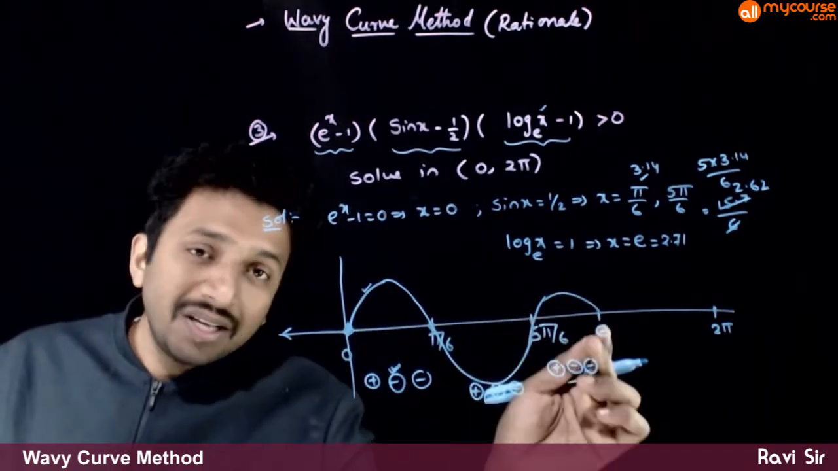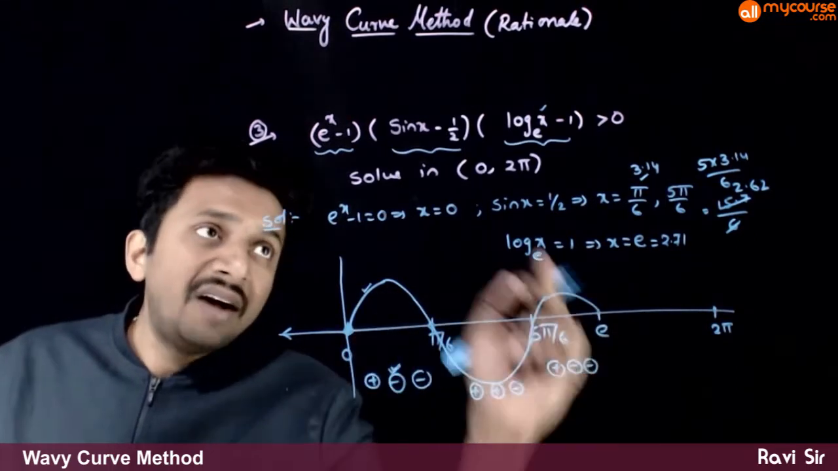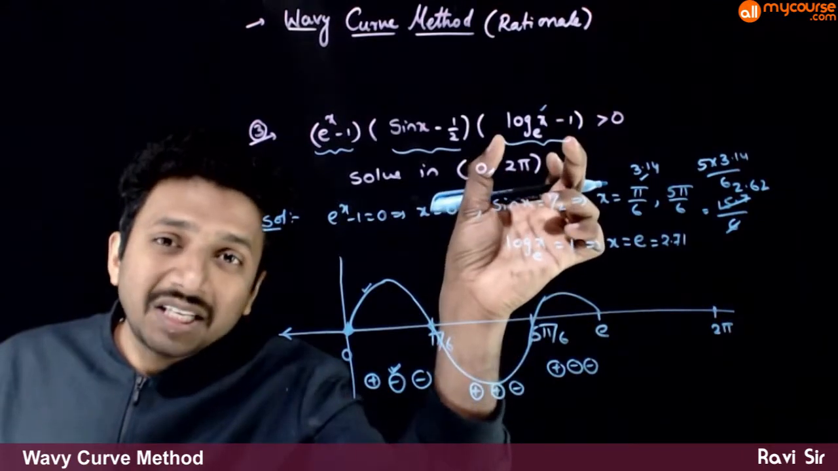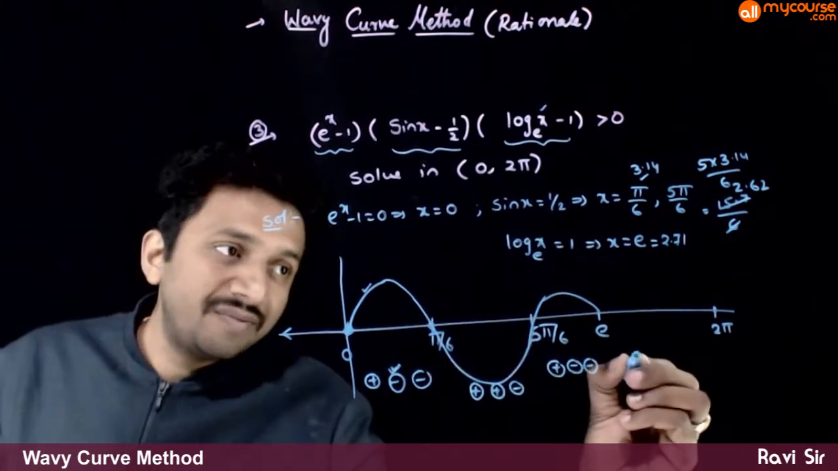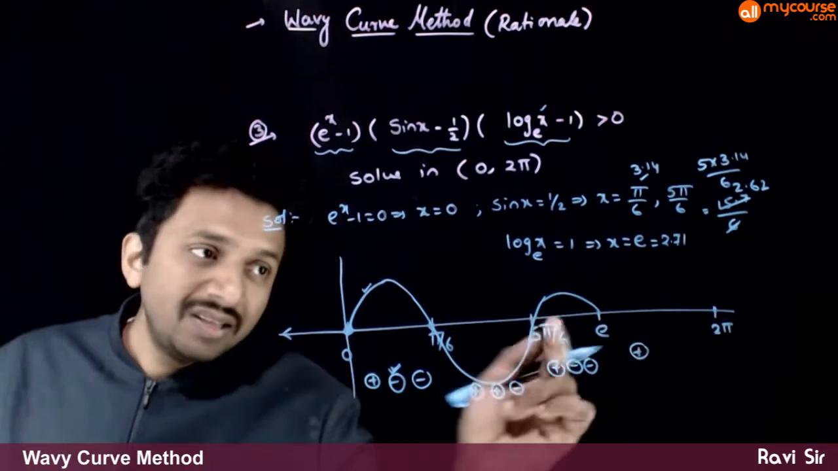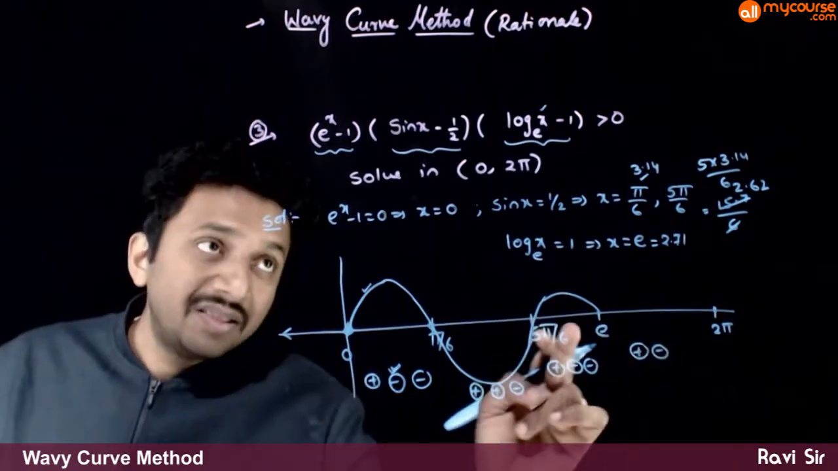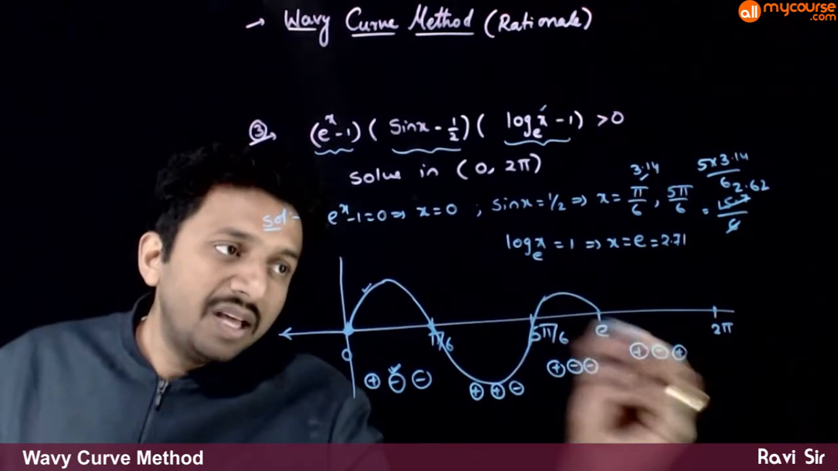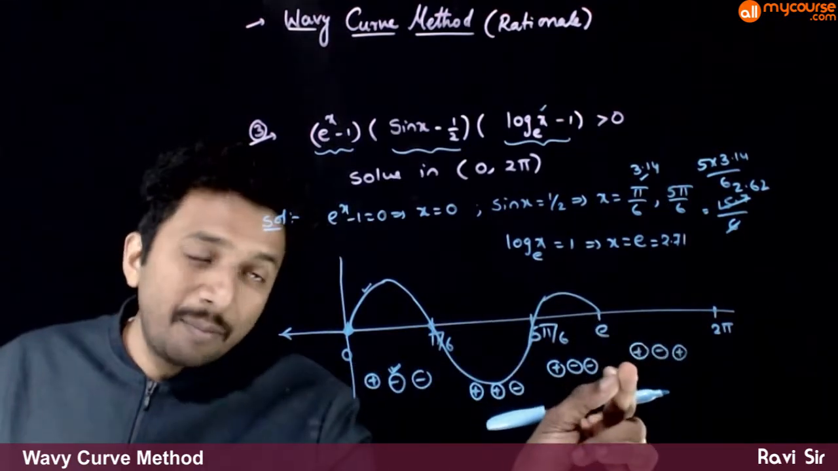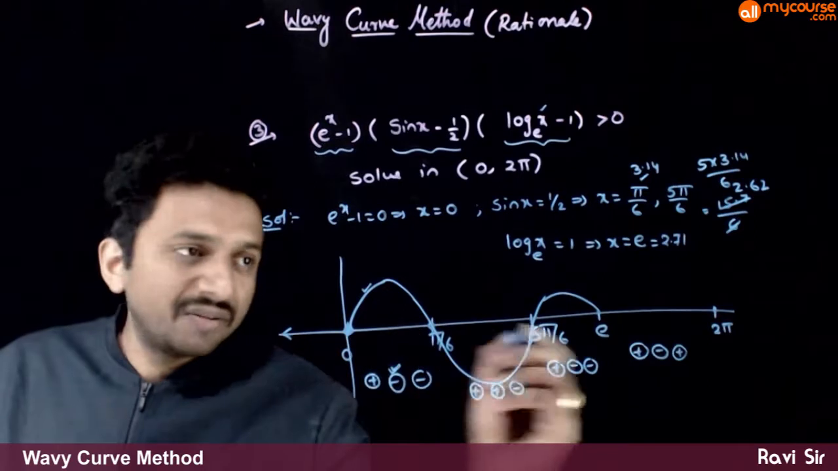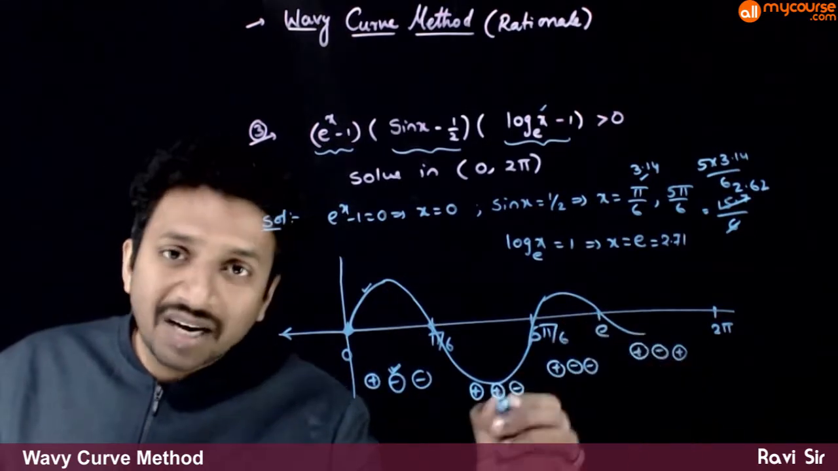So now what is happening after e? After e, my last expression is also becoming positive. That is, the first expression is already positive, the second expression is continuing to be negative, and the third expression has become positive. Hence, the effective sign, plus into minus into plus, is negative. And this goes to the negative side.